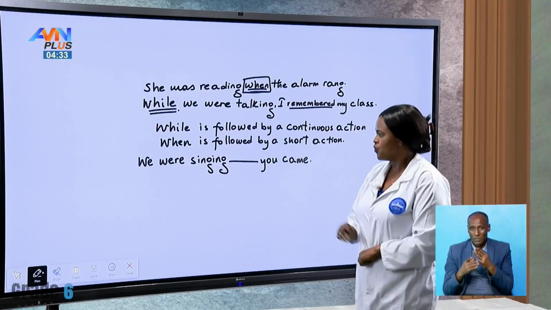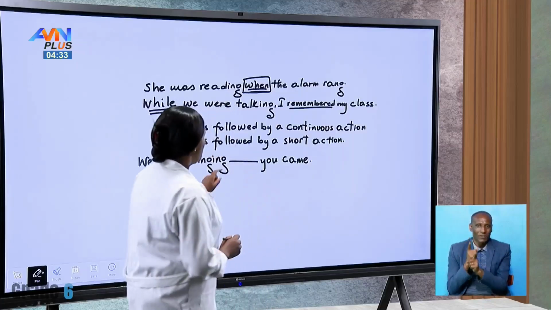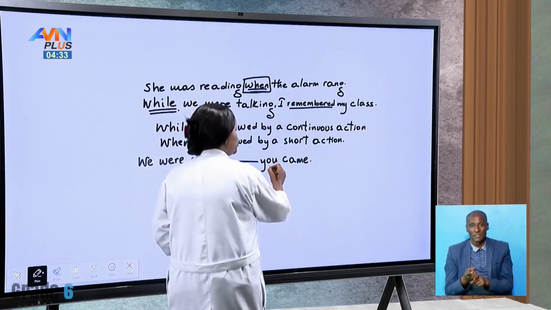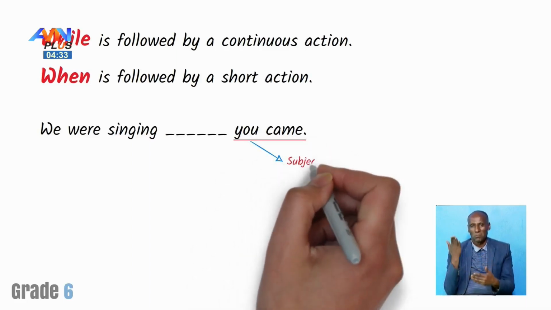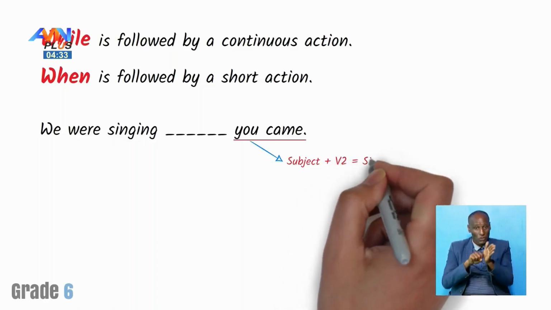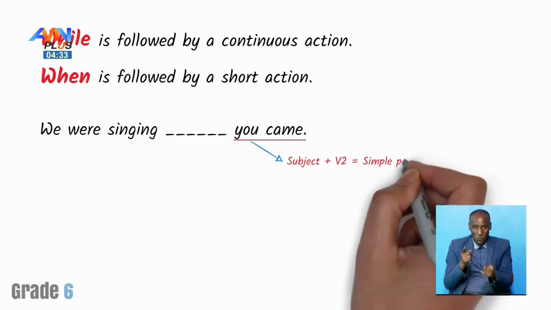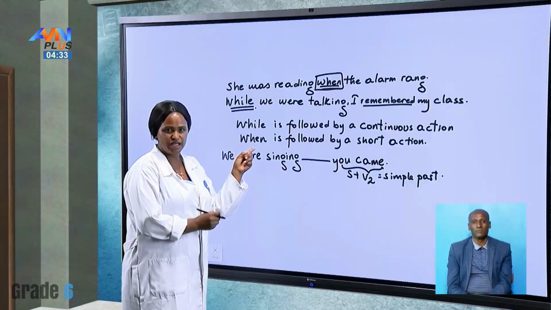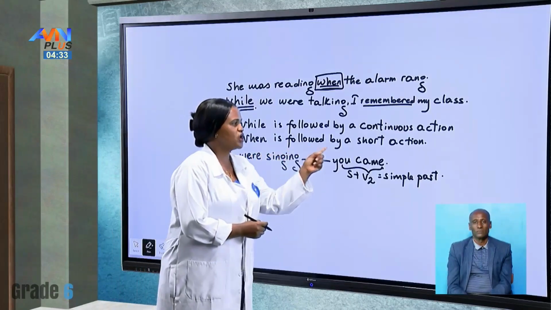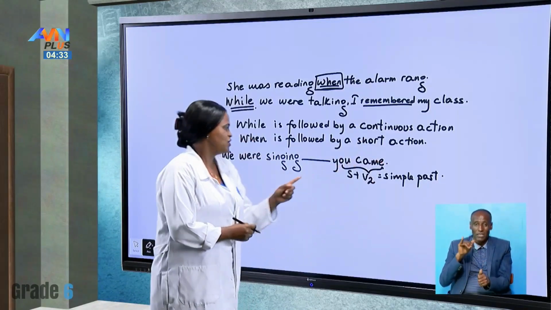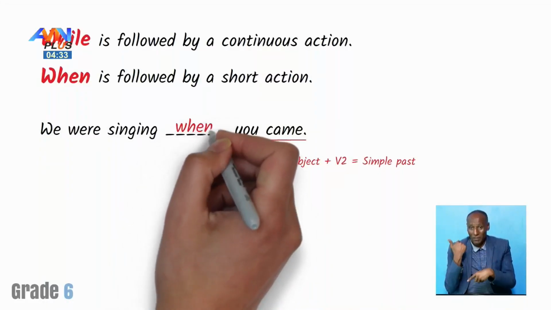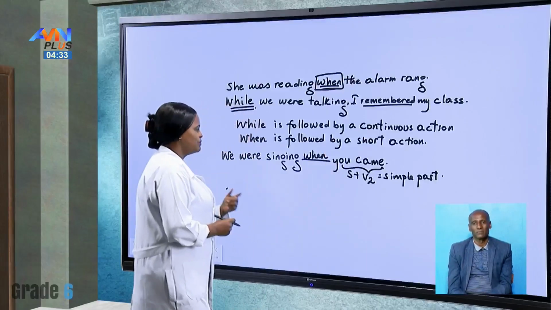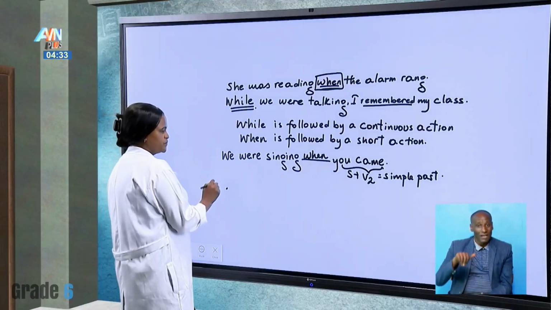If you say when, that means you are correct, because what comes after the blank is what? You came. This sentence is what? Subject plus verb two, which means simple past. All right? Simple past, a short action. And what do we say about when here? We said when is followed by a short action. So we use what? We were singing when you came. Let me give you another sentence.